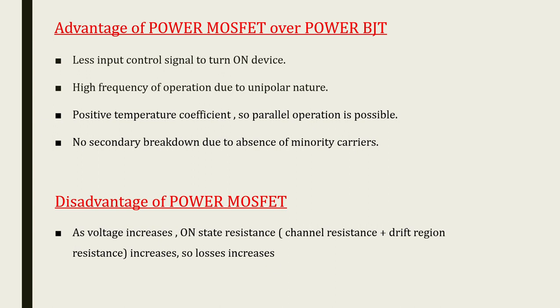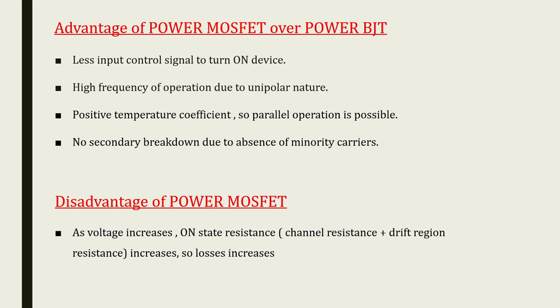Stored charge in the depletion region also has to be removed. Stored charge is due to majority and minority carriers, so it will take more time in the case of BJT. But here only majority carriers are there, so removal of stored charge is a little easier than in power BJT. Understood?